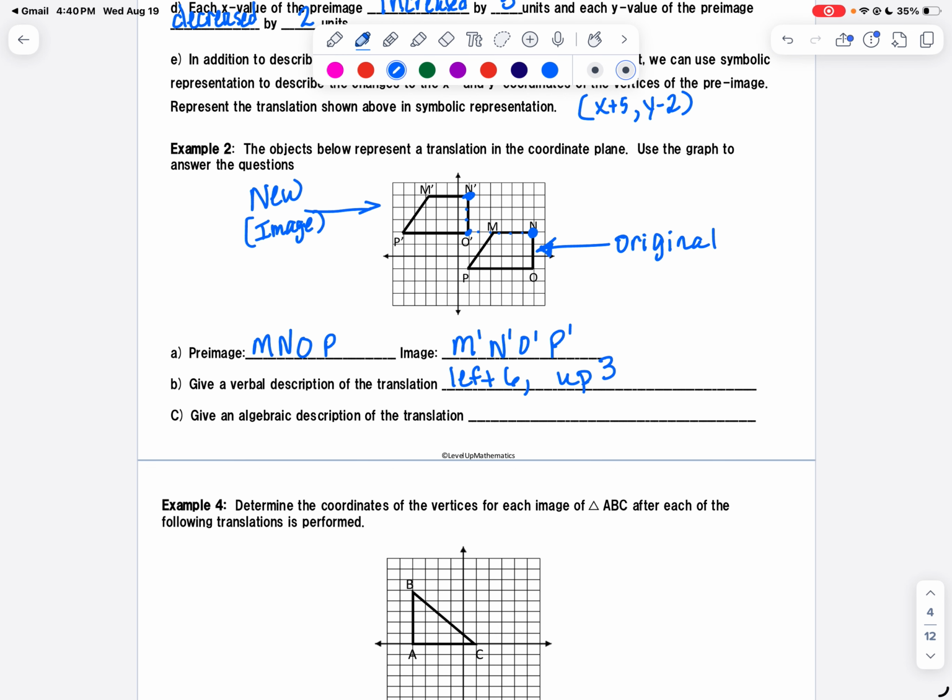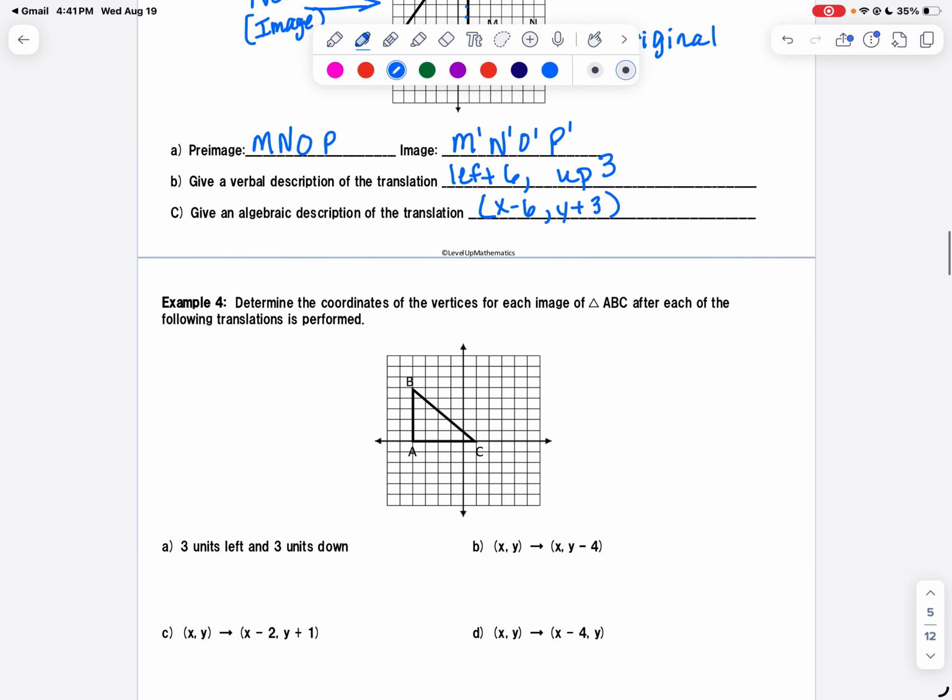Now we're going to give an algebraic description of that translation. And here's all that means. You're going to put an X, leave some space, and put a Y, leave some space. Now, because we went left 6, that means we're decreasing. So that would be a minus 6. And on the Y's, we went up. So we're increasing the Y values by 3. So our algebraic description of this translation would be X minus 6, Y plus 3.